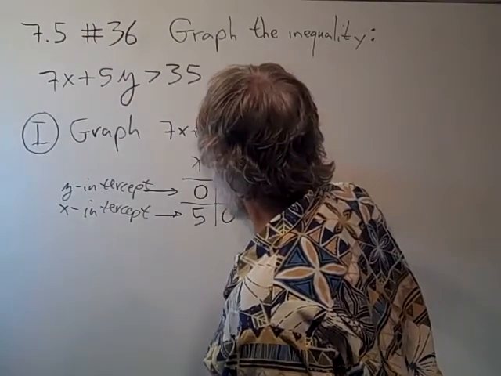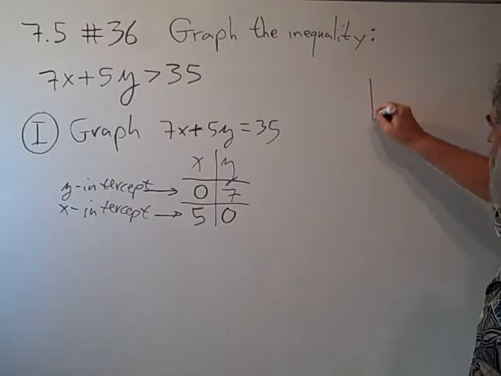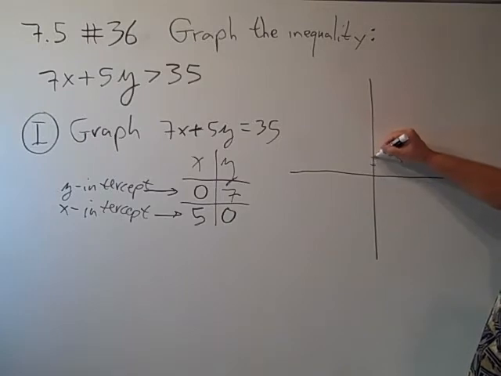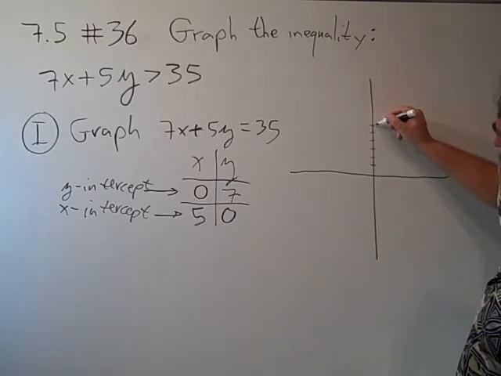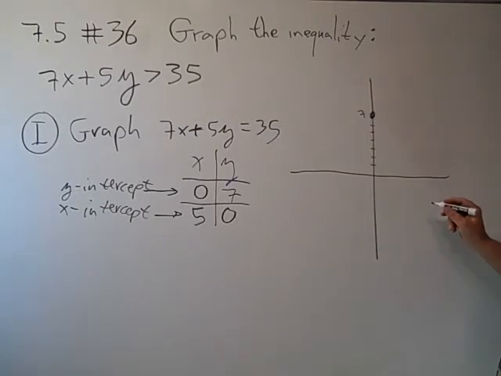So we have 2 points on the line, so now we can graph the line. The y-intercept is at 7, so this is 1, 2, 3, 4, 5, 6, 7. It's about here. And the x-intercept is at 5, so 1, 2, 3, 4. Here's 5 on the x-axis, 7 on the y-axis. So the line goes through those 2 points.